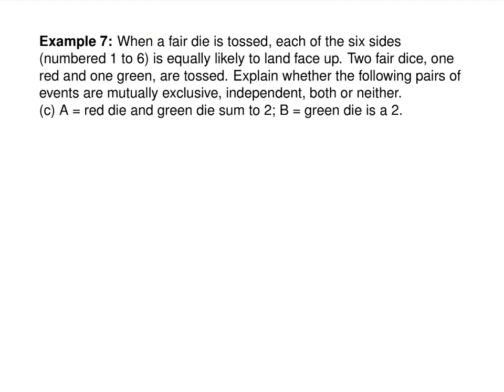This one on yours as well. So red and green die sum to 2, and B is that the green die is a 2. Okay, so are they mutually exclusive? Can you be both? Yes, exactly. So yes, because you cannot be both. Okay, independent?